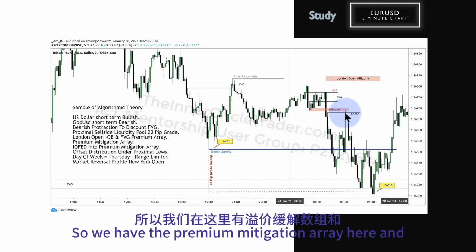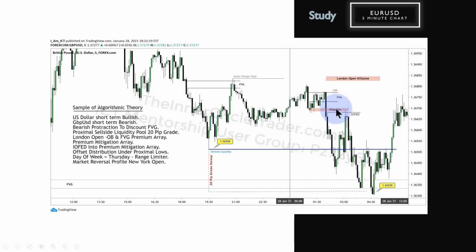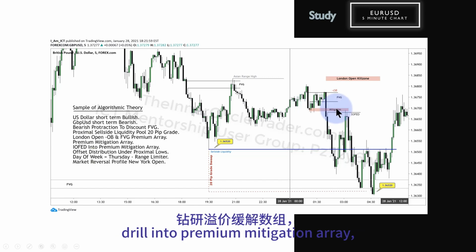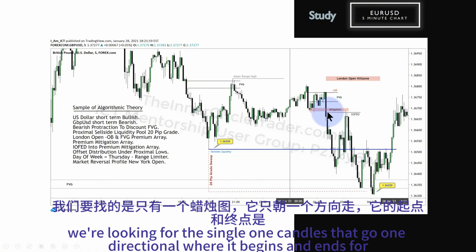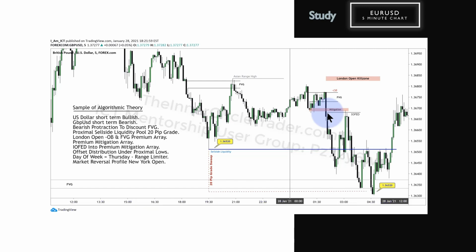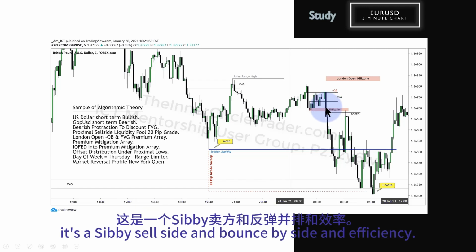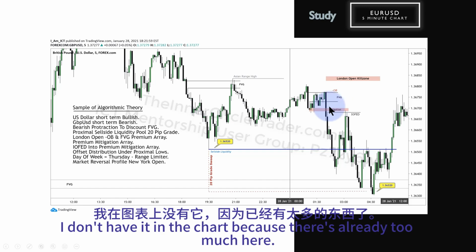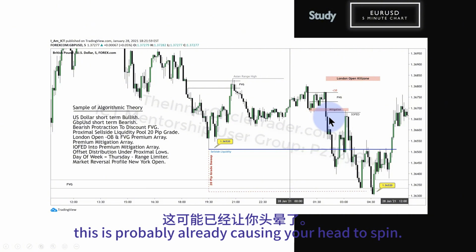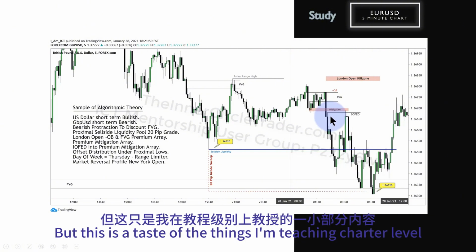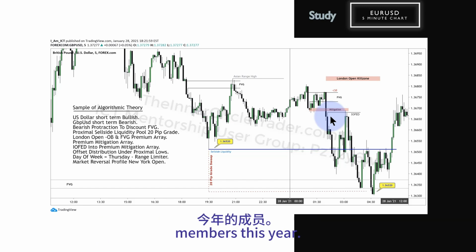So we have the premium mitigation array here, and then the institutional order flow entry drill into the premium mitigation array, which is here. Remember, we're looking for the single candles that go one directional, where it begins and ends for that fair value gap, or in this case, it's a SIBI, sell side imbalance, buy side inefficiency. I don't have it on the chart because there's already too much here. And for new students, this is probably already causing your head to spin. But this is a taste of the things I'm teaching charter level members this year.